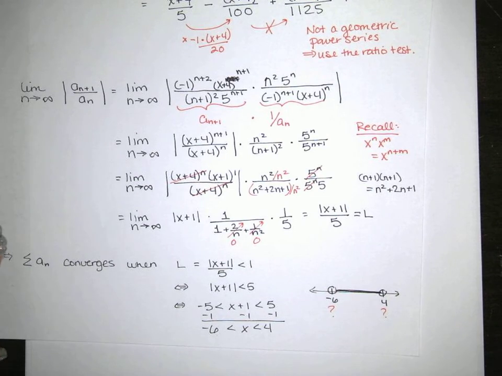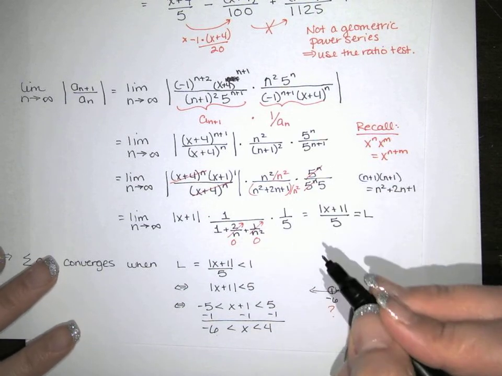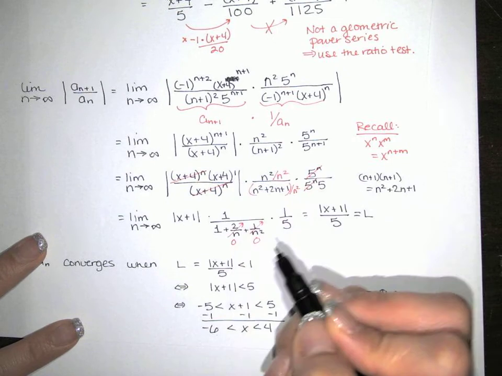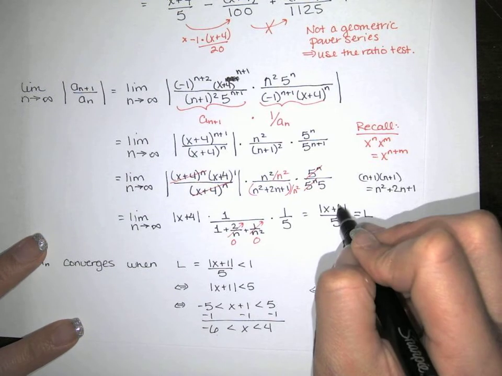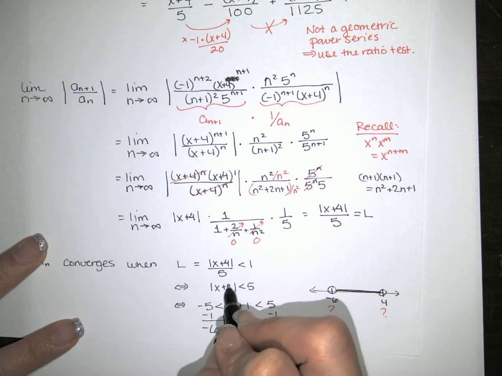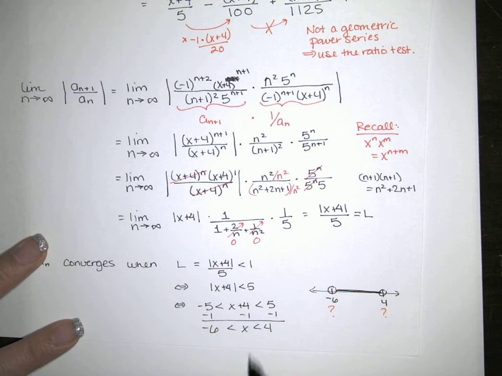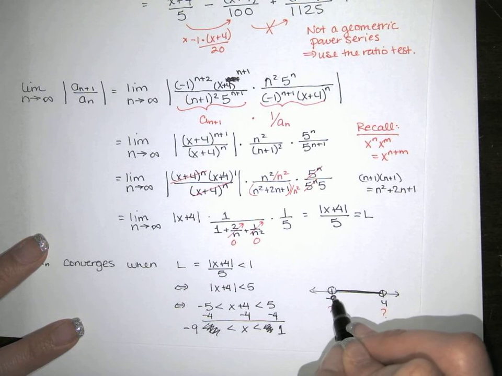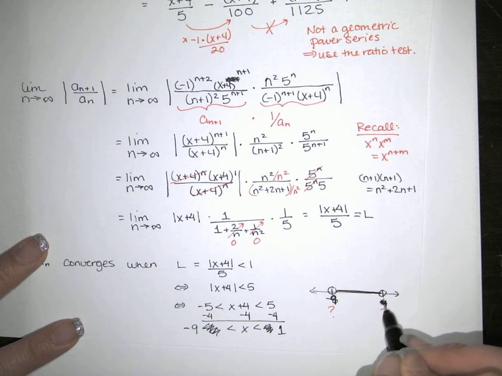And I think I made a mistake somewhere. Man, do you see it? Probably 15 minutes ago you saw it. I'm so sorry. This should be an x plus 4. So we subtract 4 from all 3 parts. Whoops. Yeah, that's much better. That's -9 and that's 1.